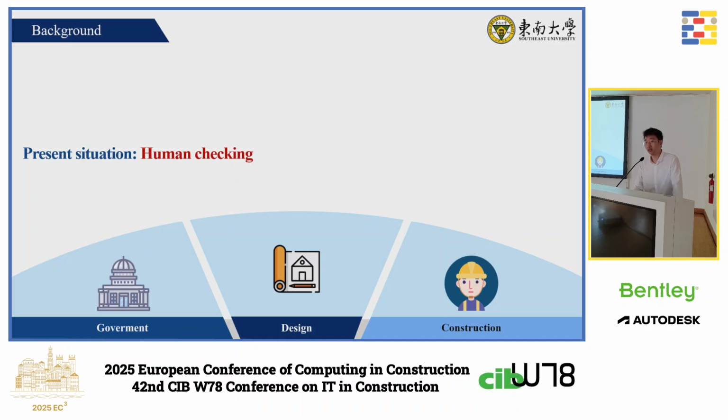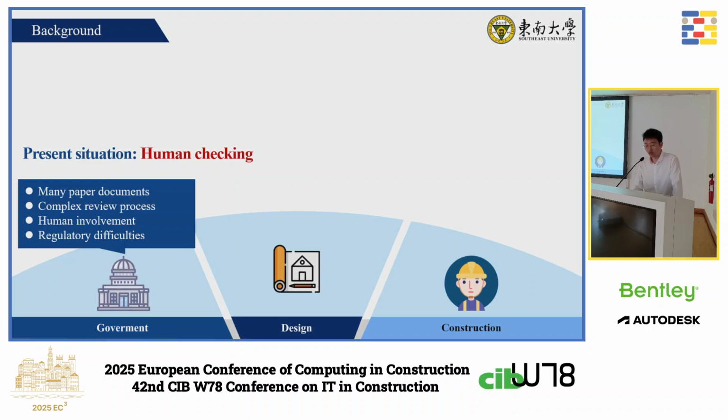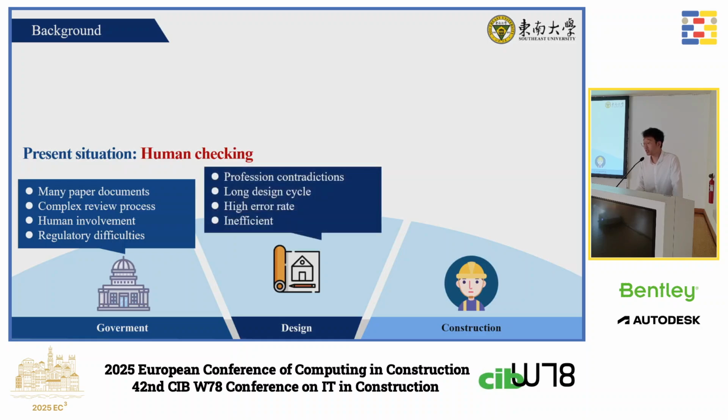I think it's inefficient. For governments, there are many paper documents, a complex review process, human involvement, and regulatory difficulties. For designers, there are professional contradictions, a long design cycle, and a high error rate. For construction managers, there is non-interoperability of data, building deviations, and rework costs.